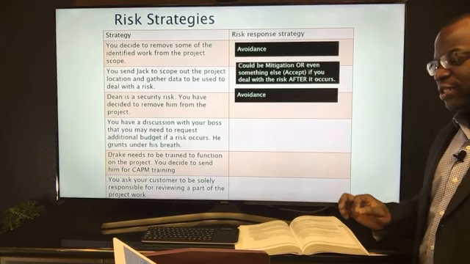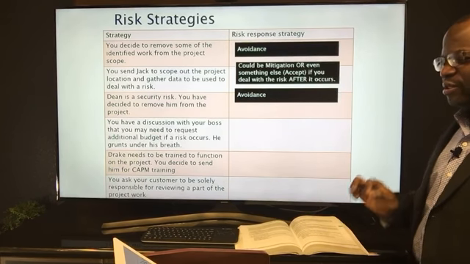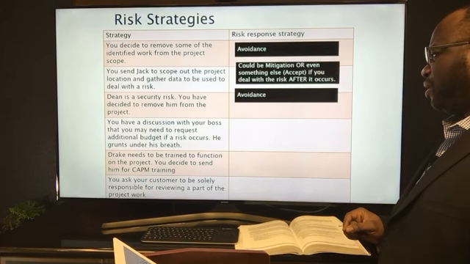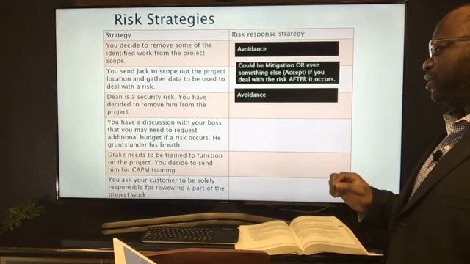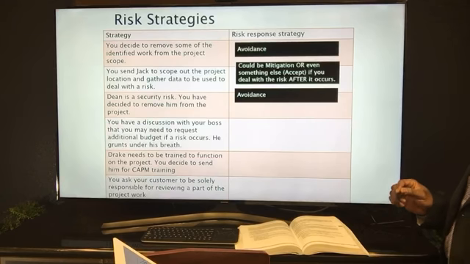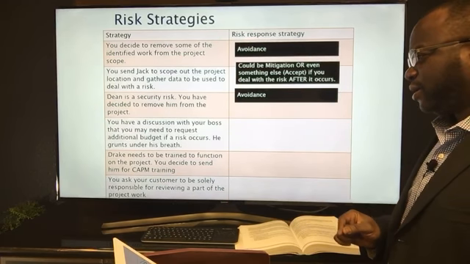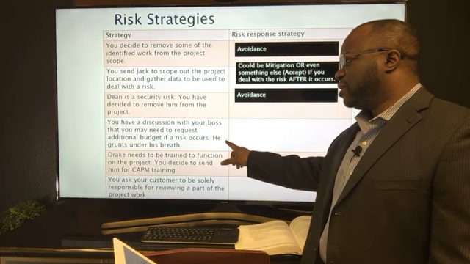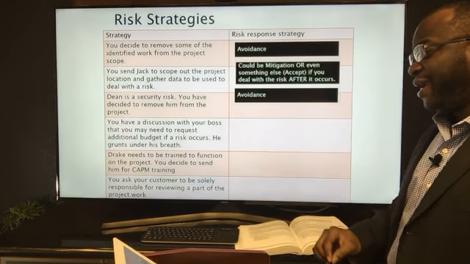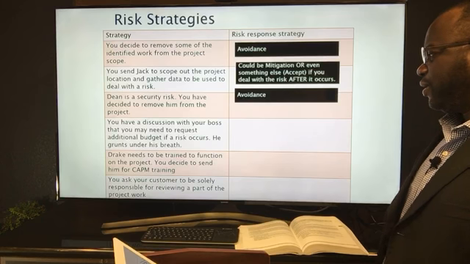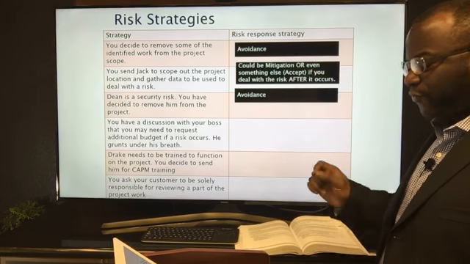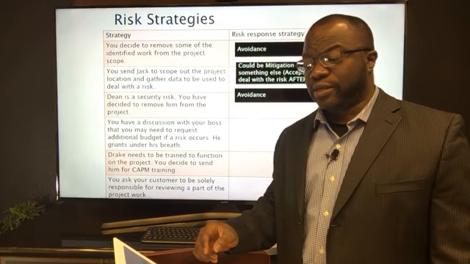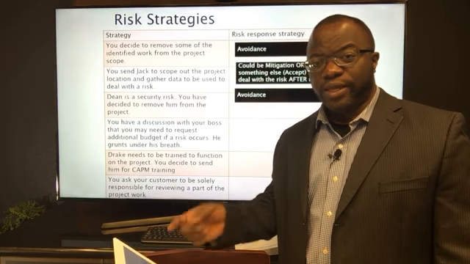Next one. Watch this carefully. This is another one of those tricky questions. You have a discussion with your boss that you may need to request additional budget if a risk occurs. He grunts under his breath. What strategy is this? If a risk occurs, then I will need this money. If it doesn't occur, then I won't need the money. If it occurs.